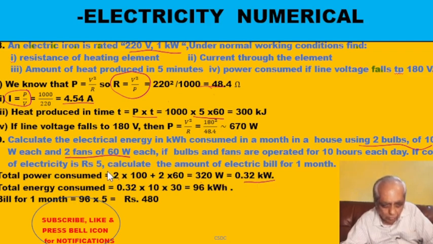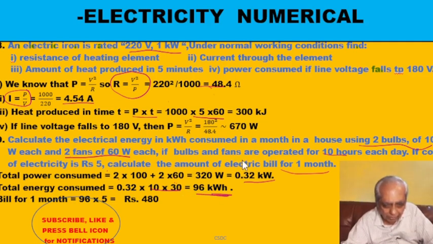So I know the power. Now they are operating for 10 hours each day, and we have to calculate the bill for 1 month. So I have to multiply by 30, multiply by 10. So this is my time, I will get kilowatt hour. Whenever kilowatt into hour is multiplied, you get kilowatt hour. Now 10 hours per day, we want to calculate for 1 month. So simple arithmetic, 10 multiplied by 30 will give me total number of hours.